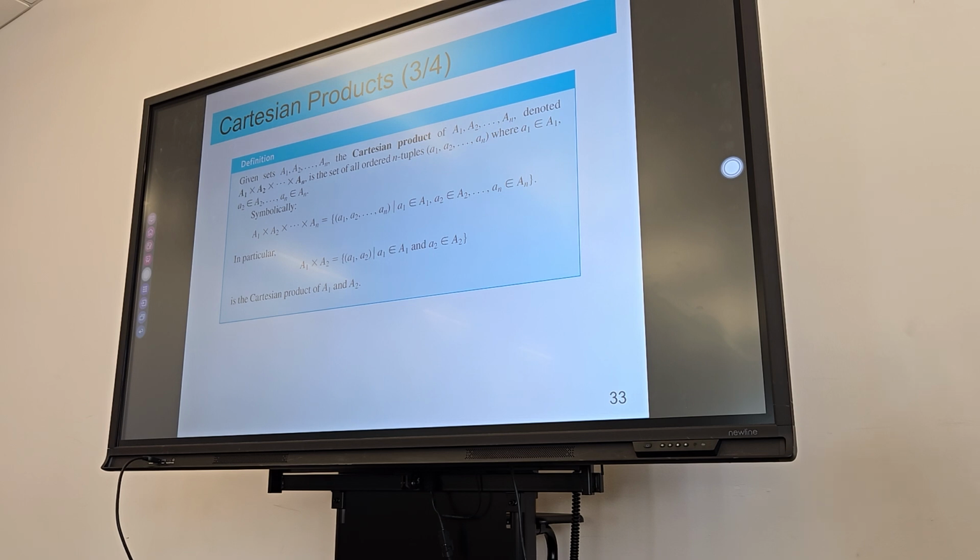In particular, A1 Cartesian product with A2 is all ordered pairs (a1, a2) where a1 is an element of set A1 and a2 is an element of set A2. That is the Cartesian product of A1 and A2.